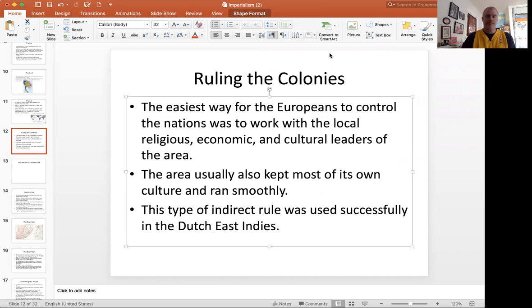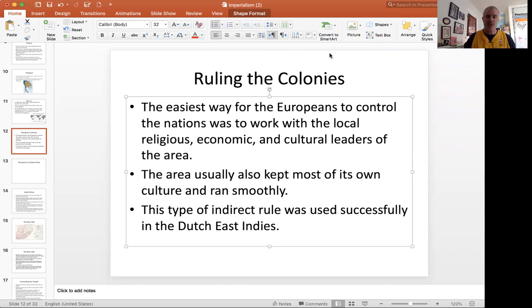Okay. The next section we're going to do here is titled Colonial Regimes. And there's two important concepts that we want to talk about in that section. The first of which is this difference between direct and indirect rule.